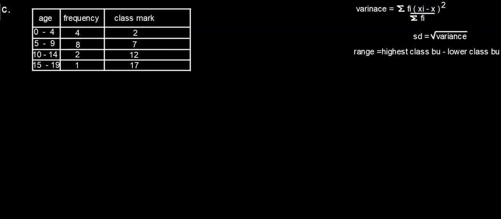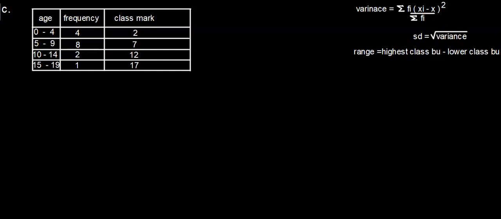And sometimes they might not give you the class mark. To get the class mark, all you have to do is add these two values. So 0 plus 4, and then divide by 2. 0 plus 4 is 4. 4 divided by 2, I get 2. 5 plus 9 is actually 14. 14 divided by 2, I get 7. So I think you guys get the process. This is how you get the class mark. 10 plus 14 is 24.